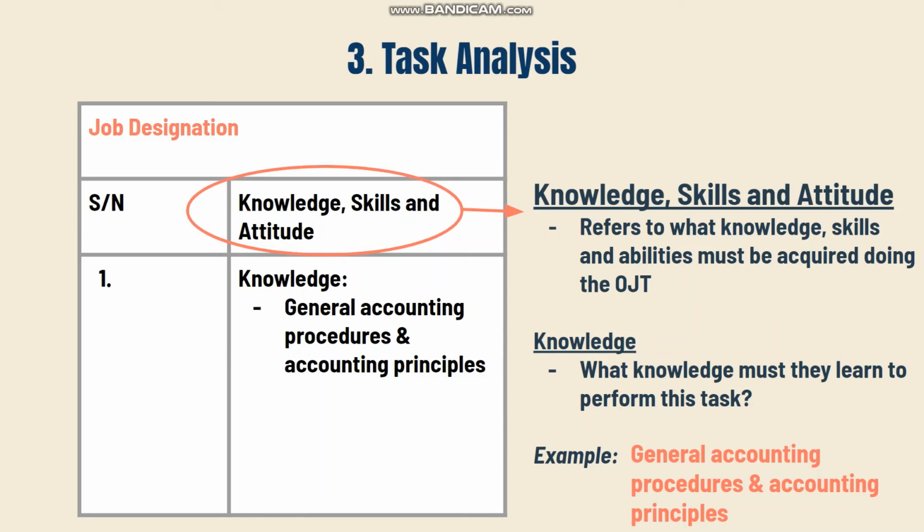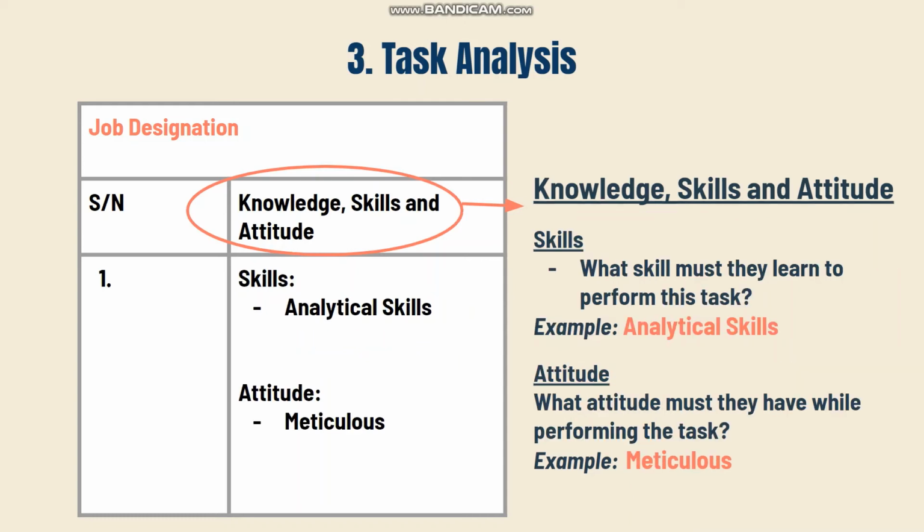For example, general accounting procedures can be learned through a company's procedure booklet. You may be informed of the steps involved but can still be unable to perform the task. For skills, it refers to the abilities that they need to possess to perform the task, for example, analytical skills. And attitude refers to a feeling or opinion about something or someone, or a way of behaving that is caused by this. In this case, it is the attitude that they must have while performing the task. For example, being meticulous is very important for an accounts assistant.